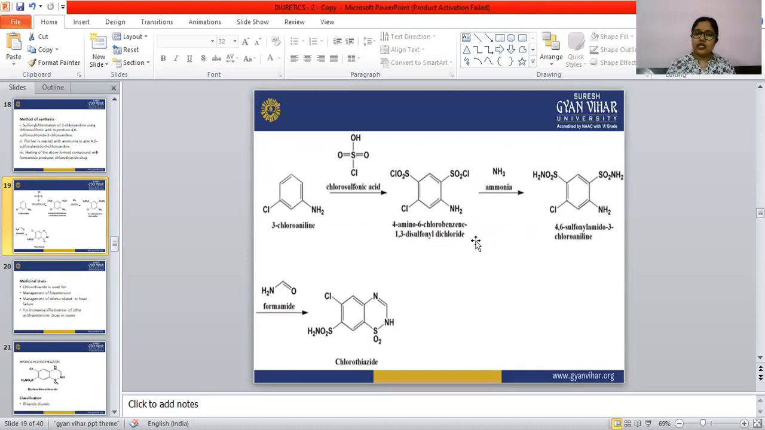So this is a very easy synthesis. In the thiazide diuretics, there are two important portions you have to learn: first, the SAR of the thiazide, and second, the synthesis of chlorothiazide. You have to learn each and every drug structure. That is important again.